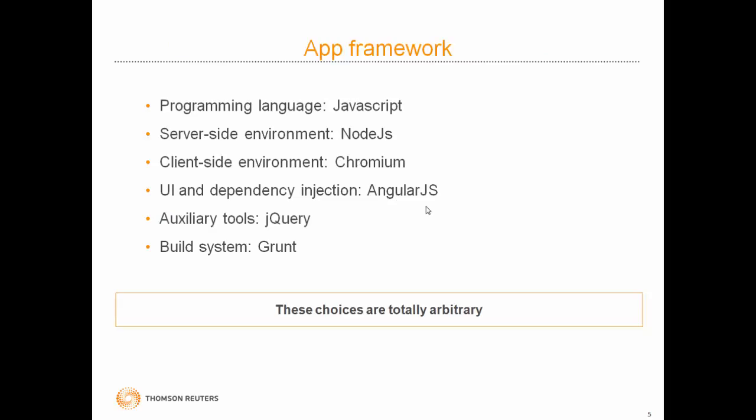Now let's talk about the example I'm going to demonstrate. The app is written in HTML and JavaScript. The server side is Node.js. The client side is Chromium browser embedded in Eikon. User interface and dependency injection provided by AngularJS. We also use jQuery, and to build the app we used Grunt. All of these choices, except for the Chromium browser embedded in Eikon, are completely arbitrary. You can use pretty much any web technology you are comfortable with.